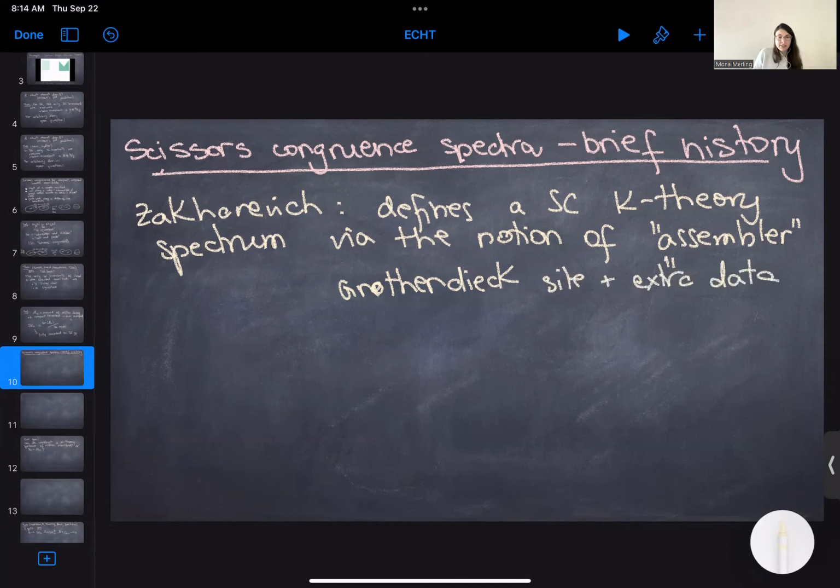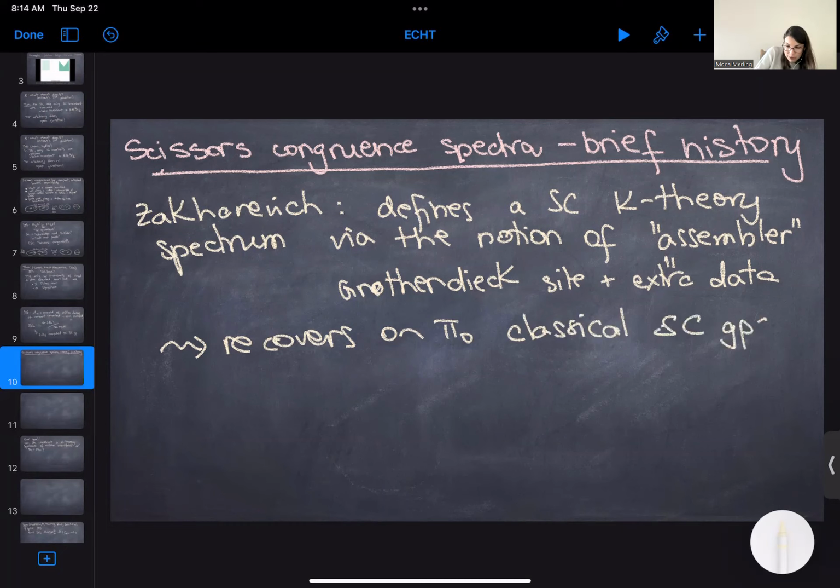It's really a category where you have a notion of covers of objects, and you can axiomatize this notion of covers, so basically cut and paste data, and then you can build a spectrum out of it. And what it recovers on pi naught, she recovers on pi naught the classical scissors congruence groups for polyhedra, I should say.